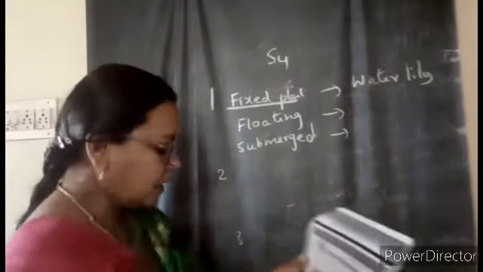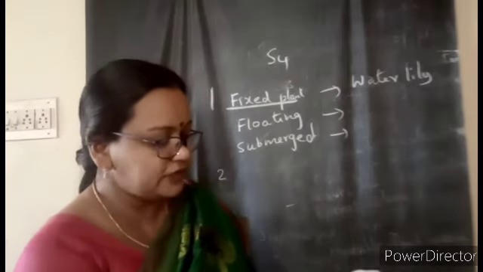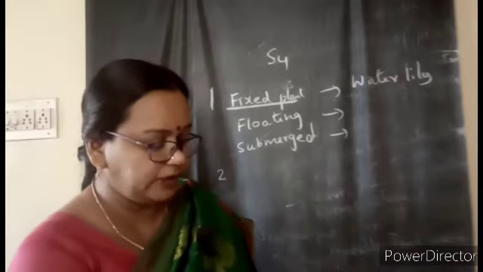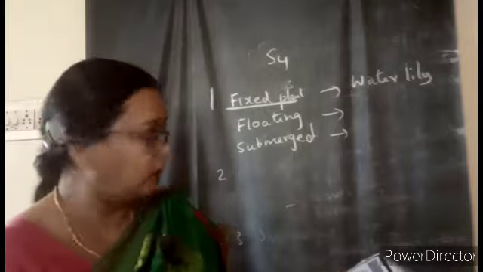Second question. How is a water hyacinth different from a water lily? See, water hyacinth and water lily, you compare both, children. How are they? Water hyacinth is a floating plant. Water lily is a fixed plant. This you can write very simply on your own.